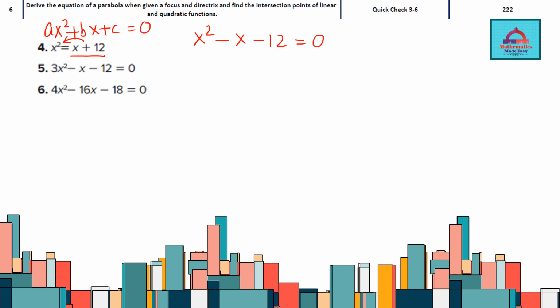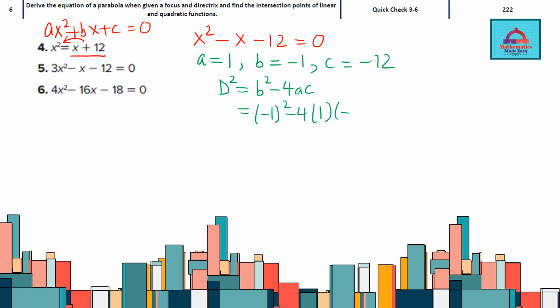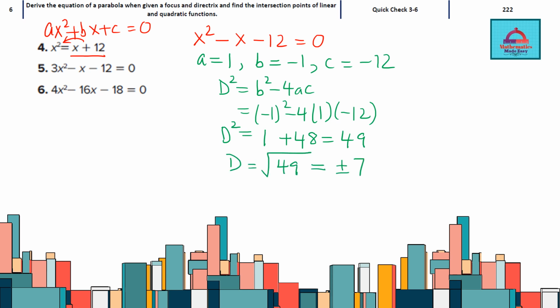We have to compare with this one to get A, B, C. So A is 1, B is minus 1, and C is minus 12. Please don't forget this step. Let's find the discriminant. So we are now going to plug in the values. I'm substituting the values of A, B, and C. So this comes out to be 49. So this is the value of D square. So D is going to be square root of 49. So it's going to give you plus minus 7.